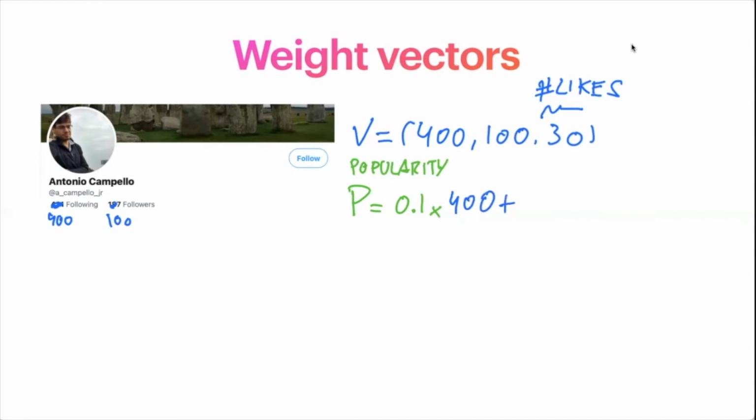But then the number of people that follow me, this is a bit more important for my popularity. So I'm going to give it a weight of, say, 50%. Whereas the number of people that like me, this is really, really important. So I'm going to give it a weight of 0.9 or 90%. And if my mathematics is correct, this is going to give me a popularity of 117. So this is just a number that I made up that represents my popularity by weighting the features of my vector.